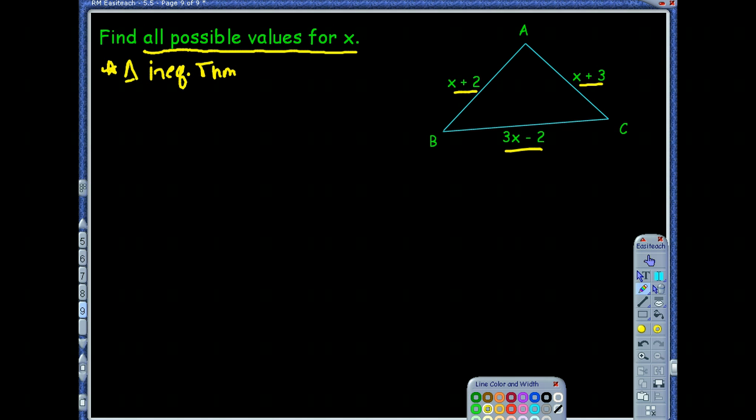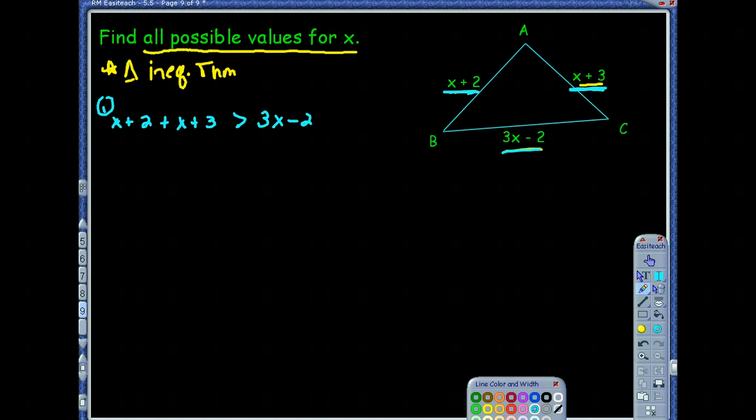I'm going to say that the first inequality that I could write would be x plus 2 plus x plus 3 is going to be greater than 3x minus 2. So what she's doing is she's adding side AB to AC and saying that's greater than that third side. So there's one scenario. I'm just going to number that. That's my first scenario. We'll go back and solve it.